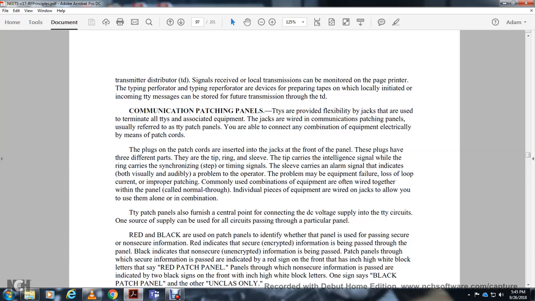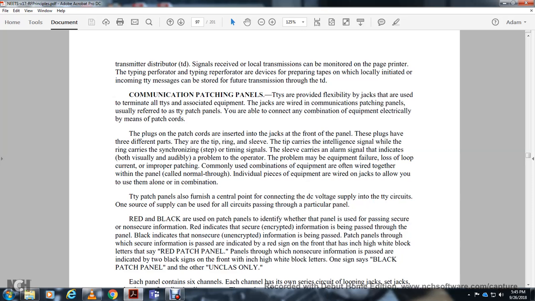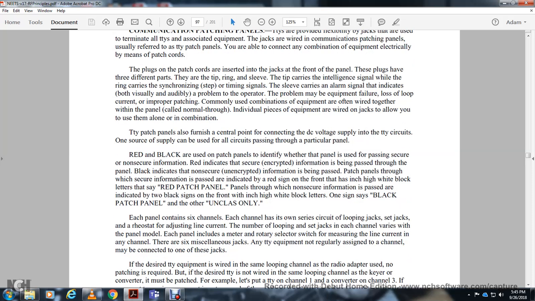Problems may occur, such as equipment failure to lock the loop with the current, or improper patching. The combination equipment is wired together with the panel, called the normal through, and the individual pieces of equipment are wired to jacks to allow them to be used alone or in combination. The teletypewriter panel has a central point for the connection of the DC voltage supply for the teletypewriter, so one source of supply can be used for all circuits passing through the particular panel.